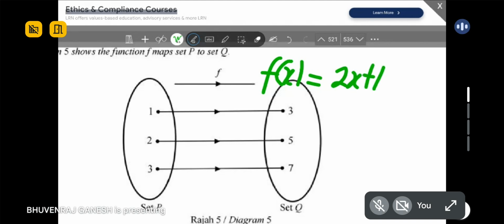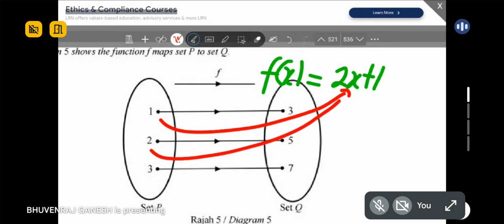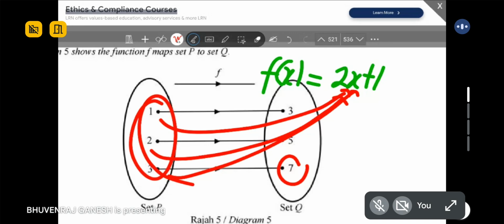Can you see, guys? You must do trial and error. You substitute x is 1, you get 3, right? 3. You substitute x is 2, you get 5, right? 5. You substitute x is 3, you get 7, right? 7. So this is the correct formula. Understand? So you must satisfy all the values. Kena patuhi semua nilai. Okay, then only you can tell it is the formula.